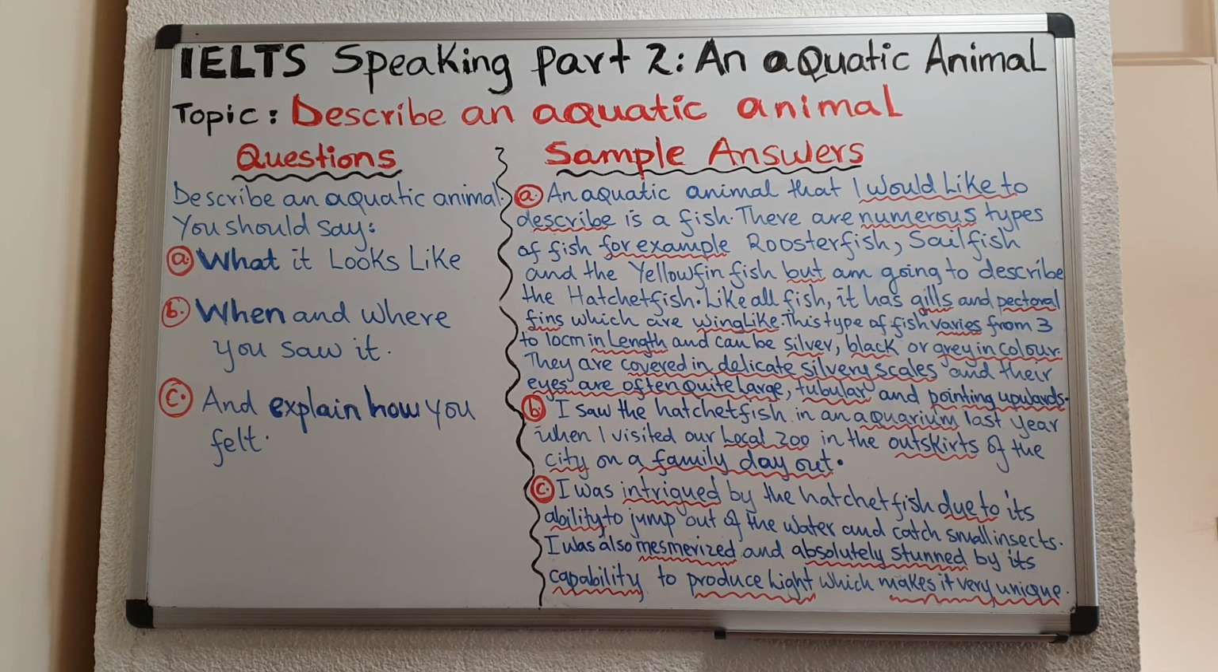In this lesson, we are going to learn about IELTS Speaking Part 2. Our topic is going to be Describe an aquatic animal. In this lesson, we are going to look at some questions and some sample answers. At the end of this lesson, I'm going to give you some tips to ensure that you pass your IELTS speaking test with a very high band.